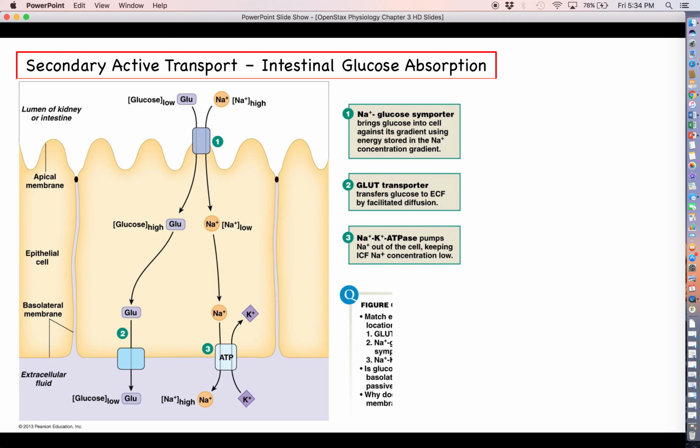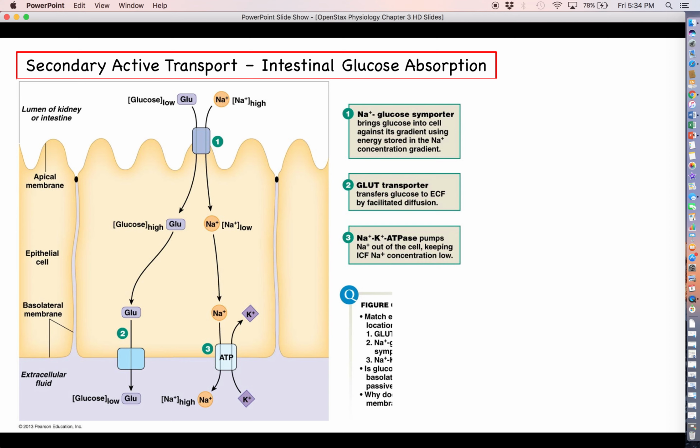Now, the other method of utilizing energy in order to move a molecule against its concentration gradient comes from what is called secondary active transport. So primary active transport, which we saw in the case of the sodium-potassium pump, with primary active transport, your energy comes from ATP, and that's it. With secondary active transport, your energy is not really coming directly from ATP. It's actually coming from something else.